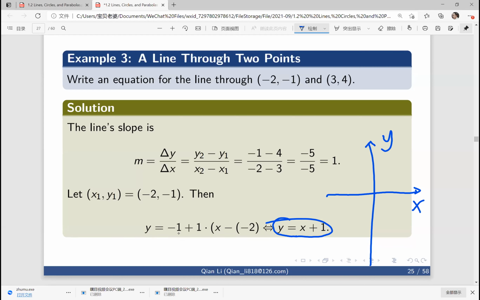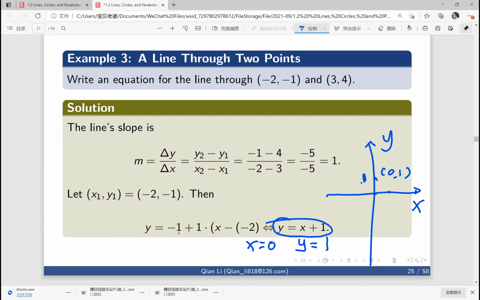Let's say when x is equal to 0, in this equation, y is equal to what? In this equation, when x is equal to 0, y is equal to 1, right? So this point is where the line intersects the y-axis, when x is 0 and y is equal to 1, right? So this line must pass through the point (0, 1), right?